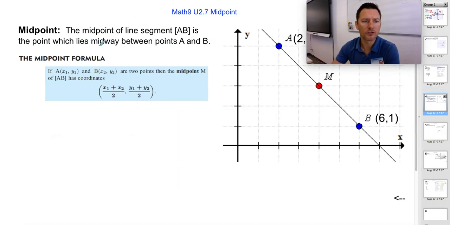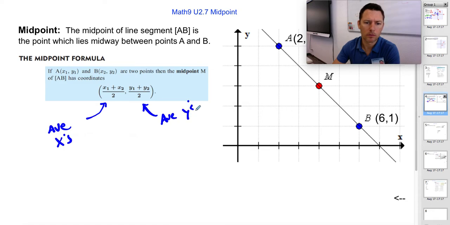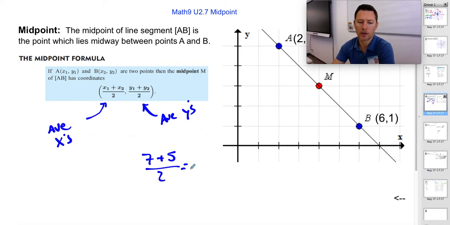This is just the average of the x's, right? And this one's just the average of the y's. Think about taking an average, right? If you get a 7 on one test and a 5 on the next test, on average you got a 6, and you do that by adding them up and dividing by the number of numbers, so dividing by 2, right? So this is 7 plus 5 is 12, divided by 2 you get 6, just like you'd expect. On average you got a 6.